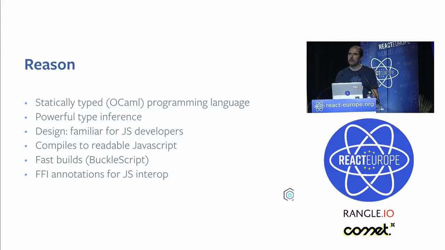Another property is that you have fast builds thanks to the BuckleScript compiler. In particular, incremental builds are pretty much instantaneous. And the final point in the design space is that there is a lot of focus on FFI for interaction with JavaScript. So at the interface, you can annotate with types. And so you can use your libraries in a safe way.